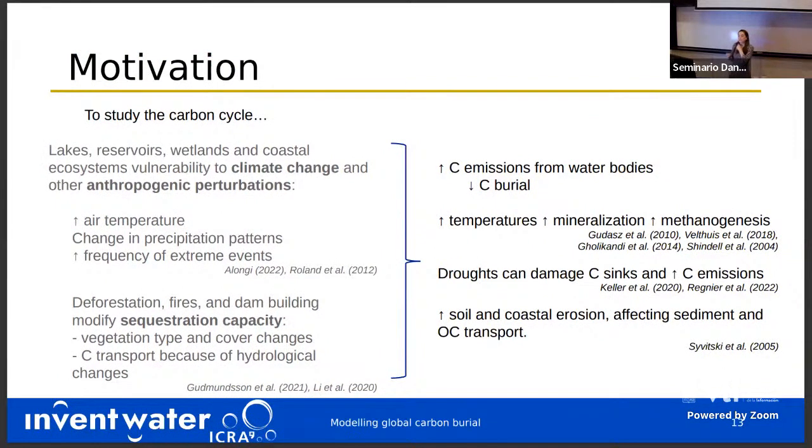So these environmental impacts will probably increase carbon emissions from water bodies, and increasing the emissions normally means that there will be a decrease in carbon volume. So rising temperatures normally mean increasing mineralization and methanogenic processes, but also carbon sinks can be damaged because of erosion. And this will release the carbon directly to the atmosphere.